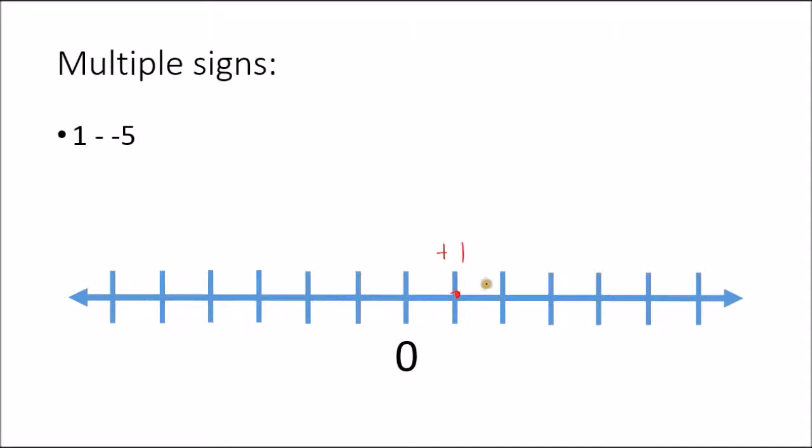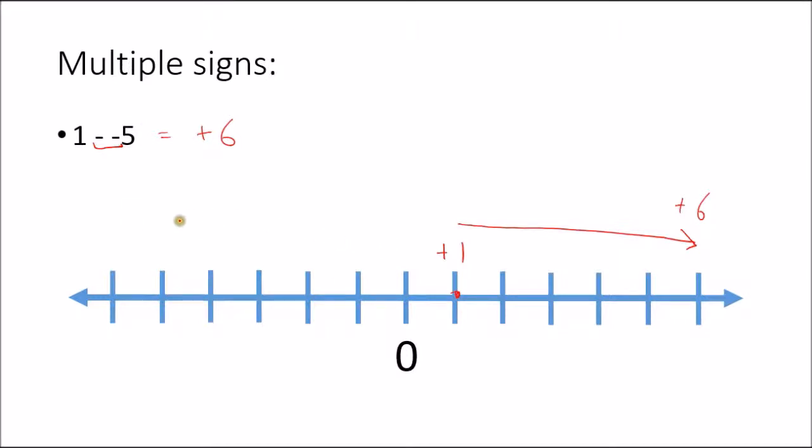So we're going to end up adding 5. So we're going to go up 5, and we're going to get to plus 6 as our answer, equals plus 6. So what we can see here is that when we've got two signs that are the same, we end up with a positive result.